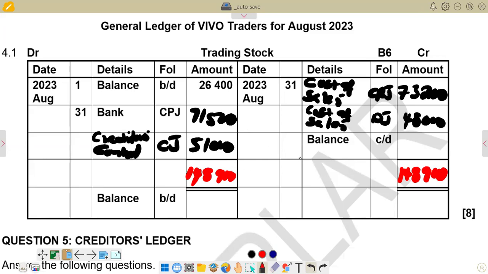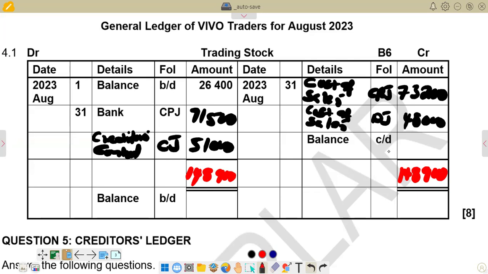Remember, this is the first step that you have to make: add the total of the debit and also add the total of the credit. So for the credit, you are supposed to say 73,200 plus 48,000. If you do that, you're supposed to get 121,200. So it's less than the total that we have on the debit side, which is 148,900. So that's why we are putting the debit total between double lines on both sides.